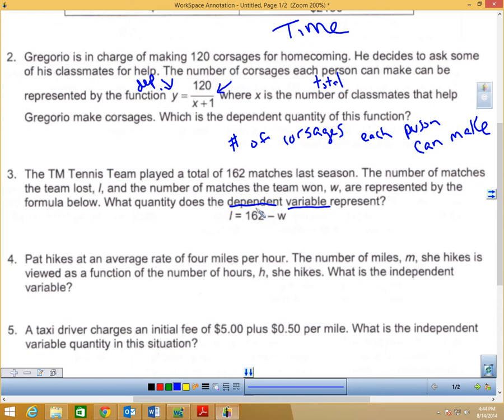We know that the dependent is the one that's always alone. So this one is always alone. So our correct answer is L. And you know what? I just messed up there. We're going to erase this. This is a little l, so your answer needs to be a little l. Okay? That's something that we will go talk about over and over again with variables.